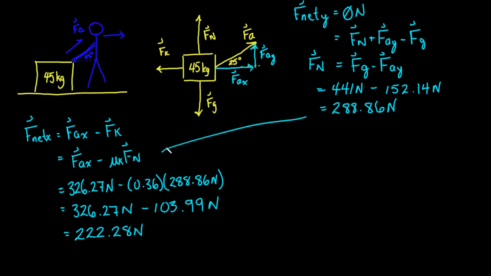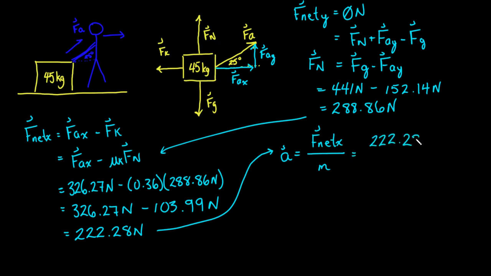Okay, and then last but not least again, right? So we went from normal to that x direction. Once you have the net force, remember the acceleration is just equal to that net force that we've solved for divided by the mass of the object. So 222.28 newtons divided by our 45 kilograms is going to come out to 4.9396 newton, or sorry, meters per second squared.